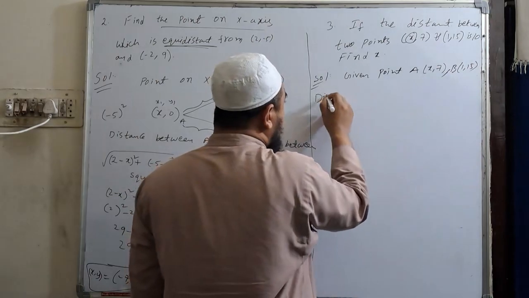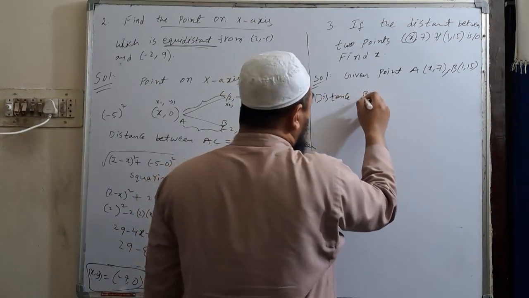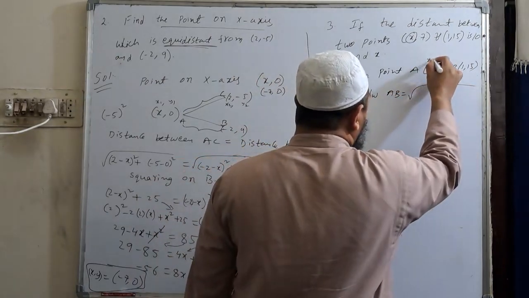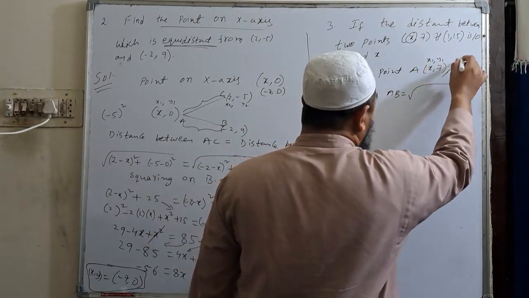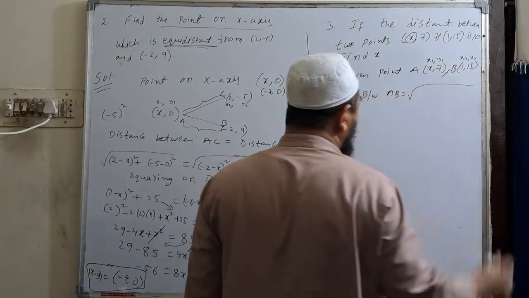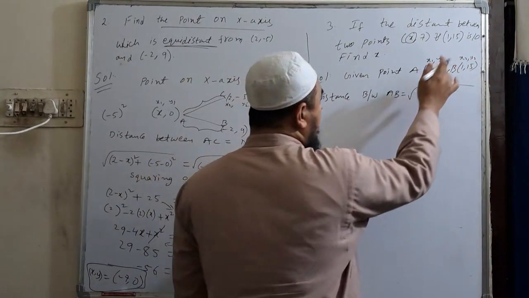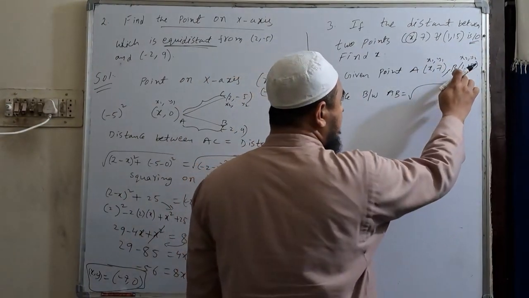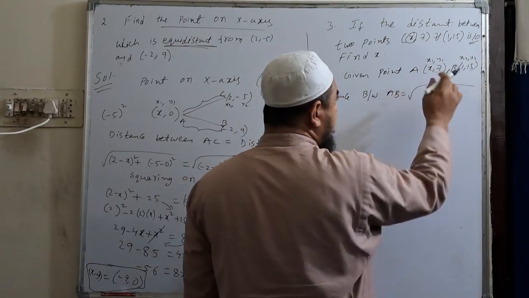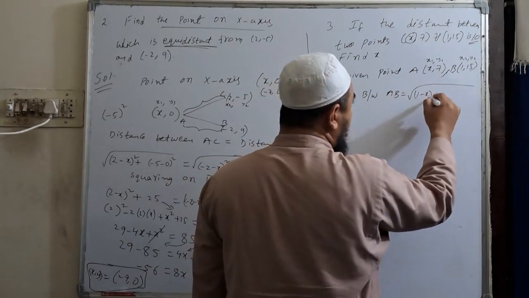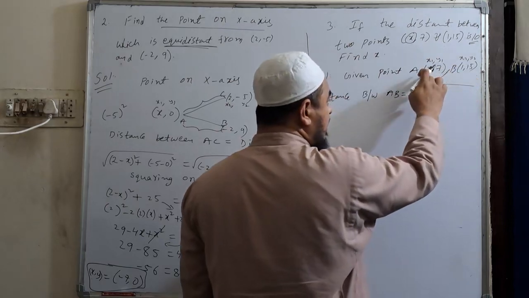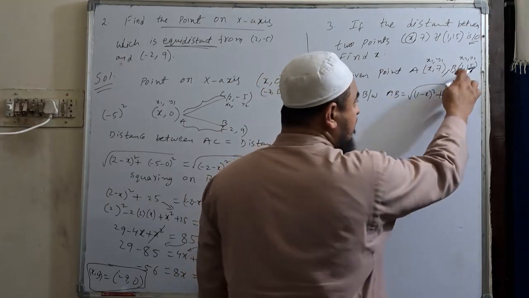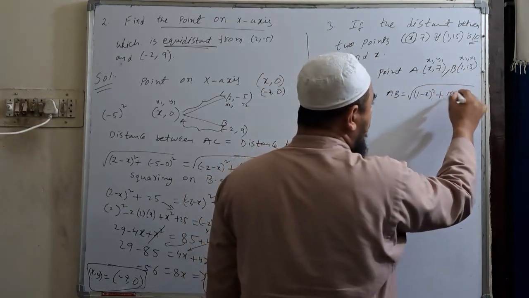So distance between these 2 points, distance between A, B, we have the formula: square root of, this you take as x1, and this you take as y1, this you take as x2, and this you take as y2. Distance between A, B, they have mentioned already it is equal to 10, that we are going to equate after finding the value. So x2 minus x1, that is 1 minus x whole square, plus y2 minus y1, that is 15 minus 7 whole square.